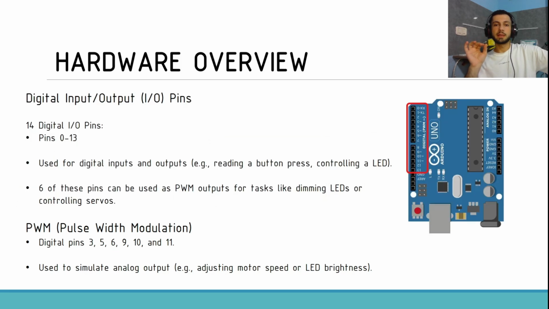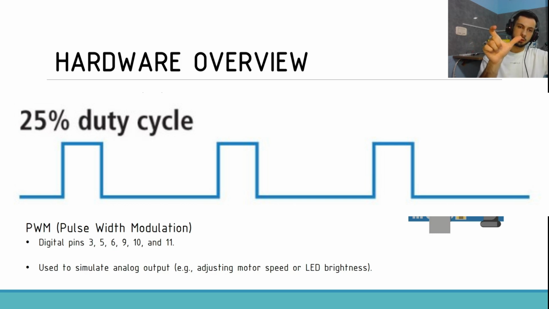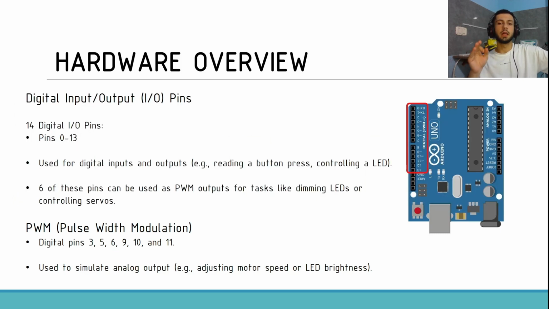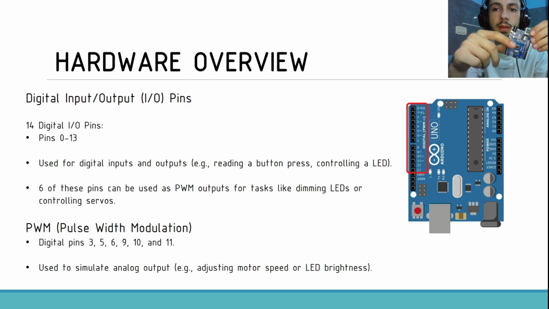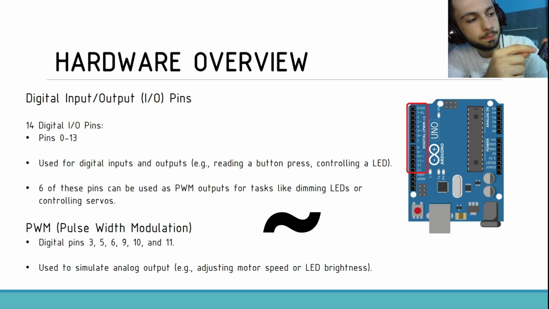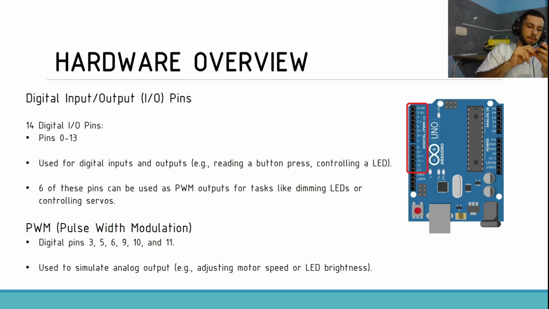However, for a signal with a 25% duty cycle, the signal is on for 25% of the time and off for 75%, resulting in lower power, like dimming an LED. So in our Arduino board, as you can see, the digital pins that support pulse width modulation are the digital pins that have this shape next to them. The pins are 3, 5, 6, 9, 10, and 11. These digital pins support pulse width modulation.